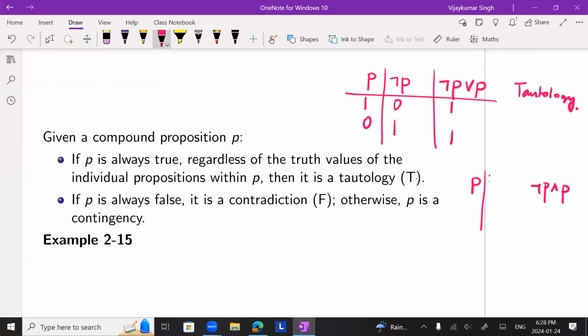So we have P, then we have negative P. That's how the statement is made. Because we have only one variable, we can take 1, 0. In this case, negative P will be 0, 1. And then you can see negative P and P: in this case it's going to be 0, and in this case again it's going to be 0. So this is a contradiction.